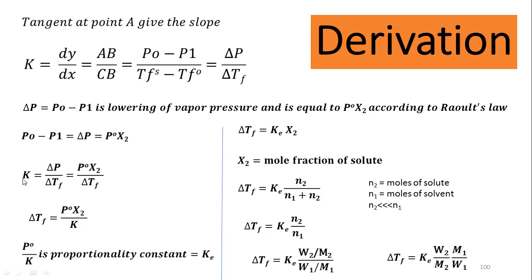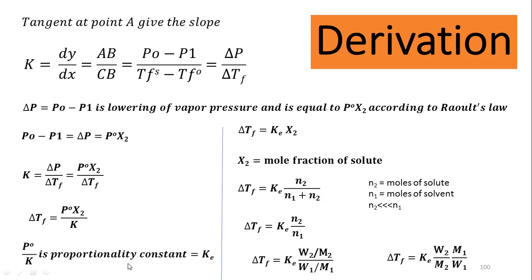So putting the value over here, this is the K from K is equal to delta P over delta Tf, and delta P is equal to P naught X2, and this is the same. And now if you want to get the value of the delta Tf, the change in freezing temperature or the depression in the freezing point, that would be equal to, just K will divide over here, and this equation will become this: P naught over K. Both are constant. P naught is the vapor pressure of the pure solvent, which is constant. K is the slope, and these two are constant.